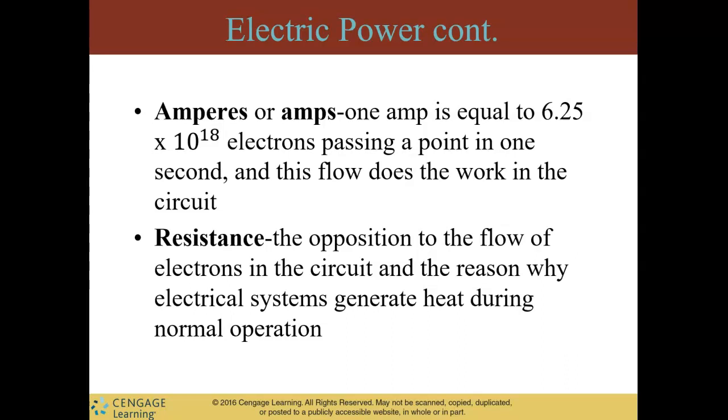Amps or amperes are used to measure the quantity of electrons passing through a circuit. So if you're going with that water pipe analogy, you could think of amps as how much water is flowing through the pipe, or in this case, how many electrons are flowing through the pipe. And resistance is the opposition to flow. It is what essentially slows down or makes the flow more difficult.